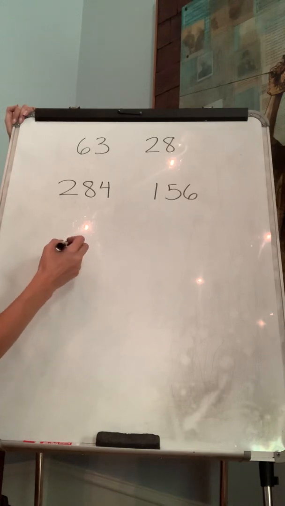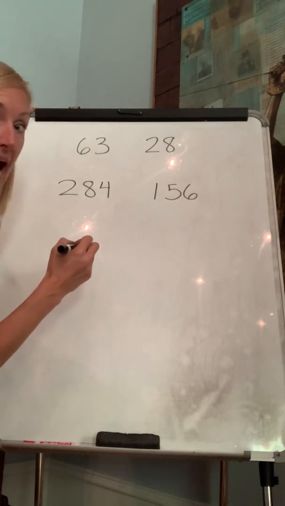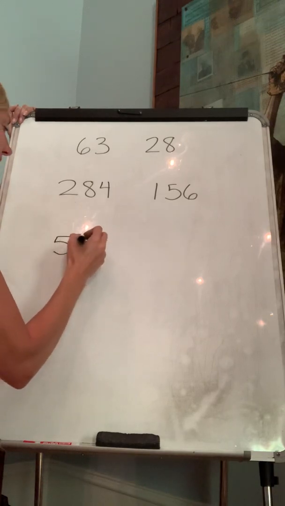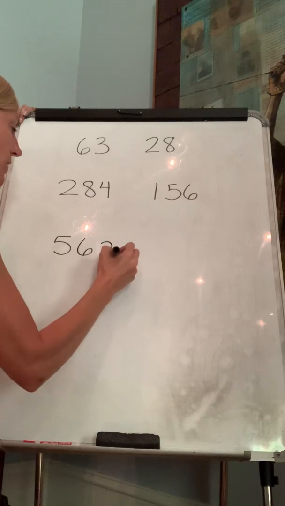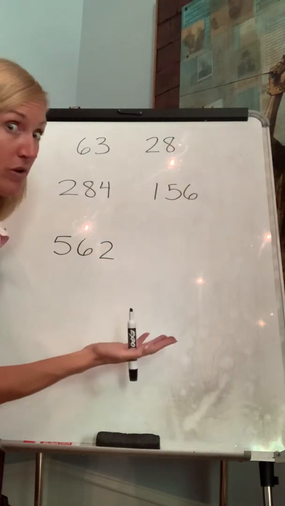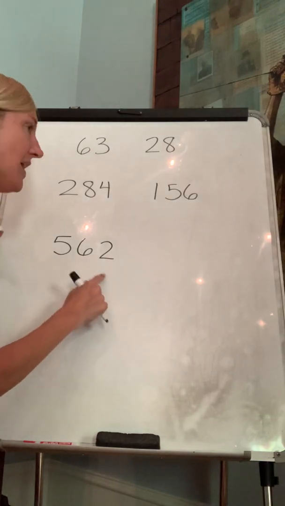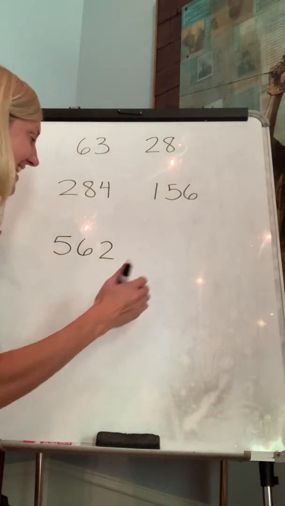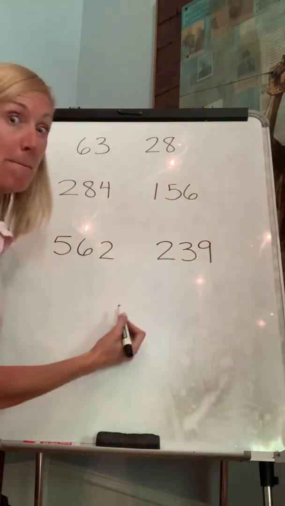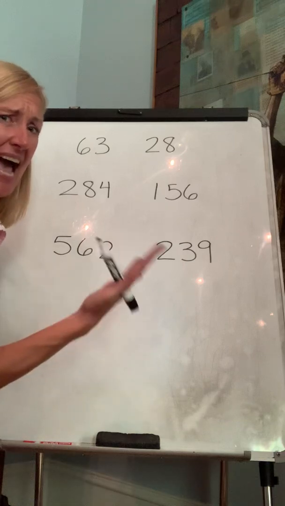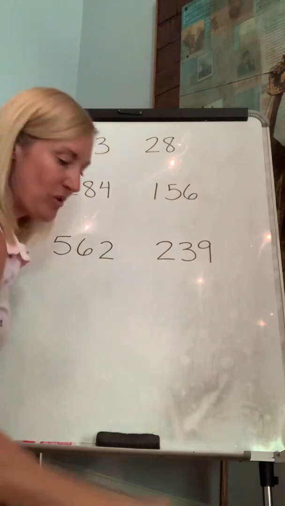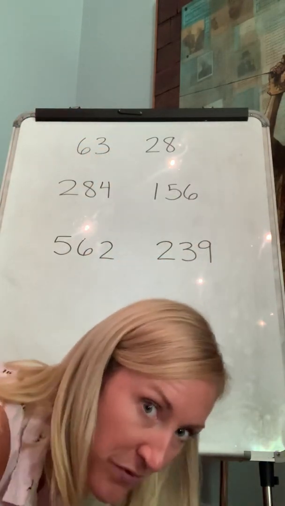Let's say that I had 562 ice cream bars. Maybe I own an ice cream shop. I don't know. It's a lot of ice cream bars. But let's say, it was really hot. And let's say 239 of them melted. How many ice cream bars do I have left? Okay. I want you guys to solve these word problems for me.